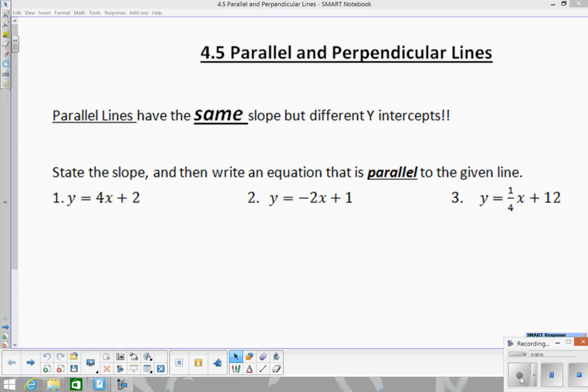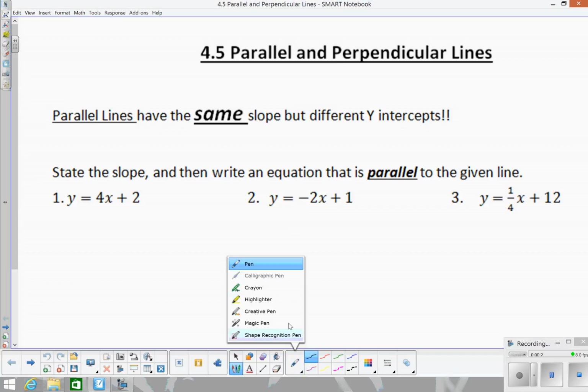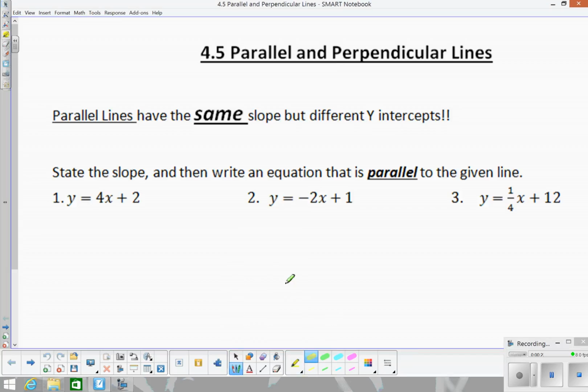Okay, welcome back. Today we're going to be discussing the difference between parallel and perpendicular lines and how their slopes indicate what type of line they are. And then we're going to create lines that are parallel to a specific line and a line that is perpendicular to a specific line. Now, in the prior activity, you discussed and discovered what parallel lines have in common, and they have the same slope.